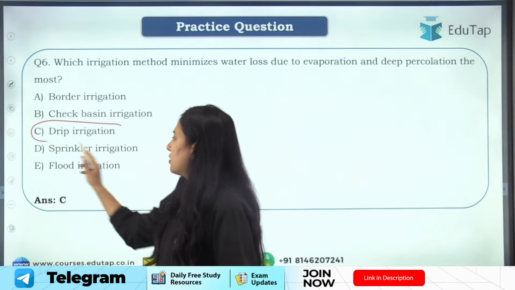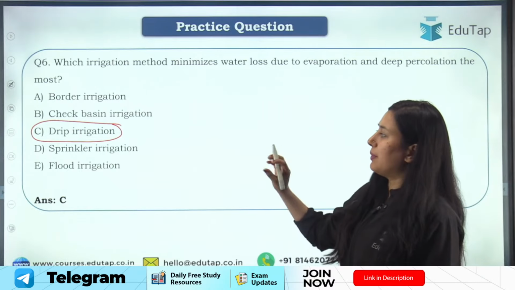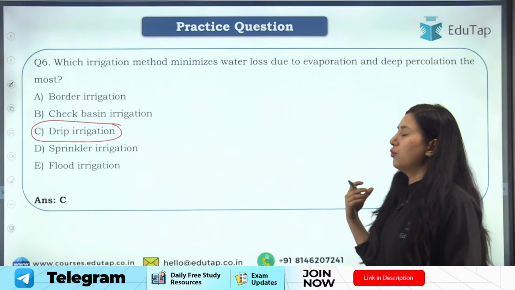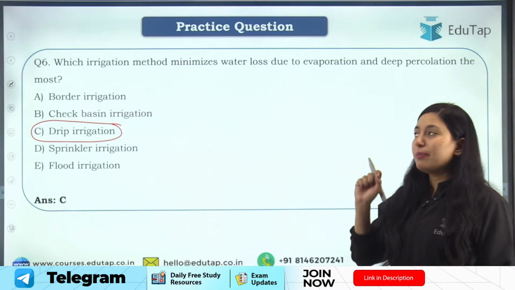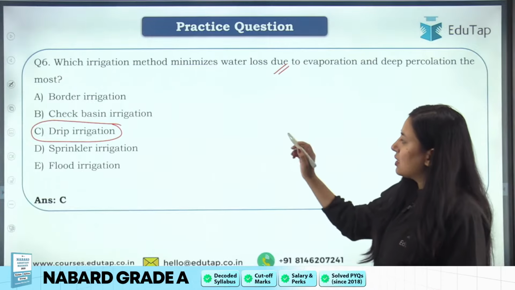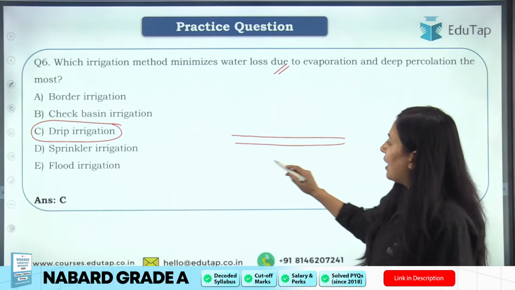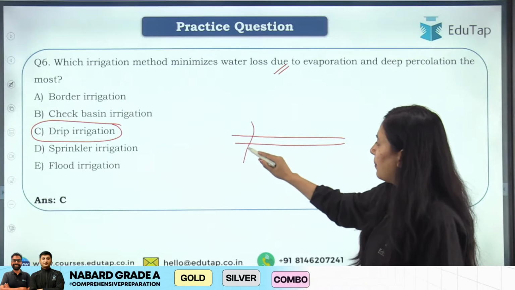Option C will be the answer. So students, out of all irrigation methods that we have, drip irrigation is the most suitable one, which will minimize most of the water loss as well as percolation losses. What is drip irrigation? Drip irrigation is basically when we are irrigating, like this is a crop plant.